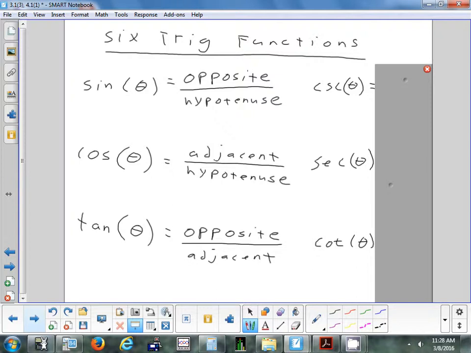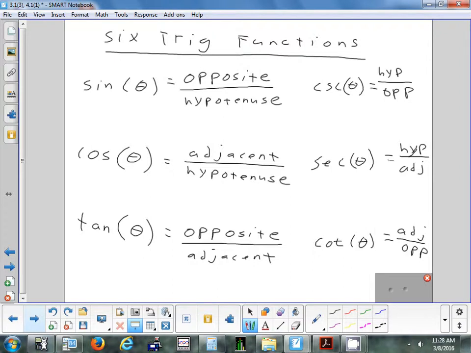Now, does anybody remember from unit circle trig what we did with the 3 on the left to get the 3 on the right? We just flip them. So your cosecant is going to be what? Yep, hypotenuse over opposite. Your secant is hypotenuse over adjacent. And your cotangent, adjacent over opposite. And this really is exactly the same thing we did last week when we did it with x's and y's. It's just a different way of looking at the picture.